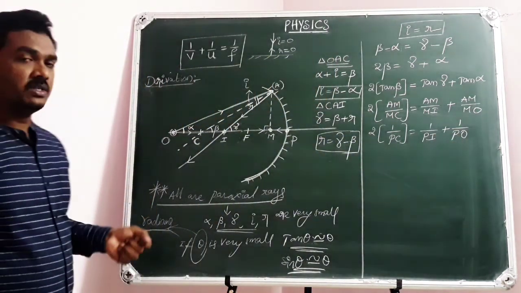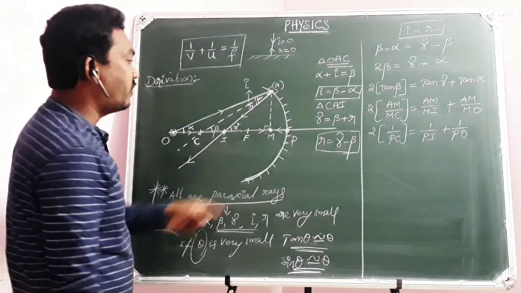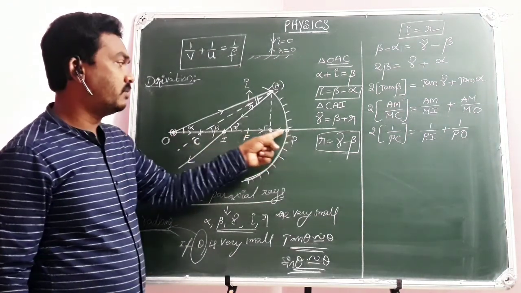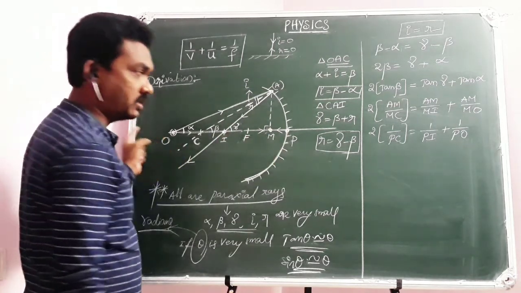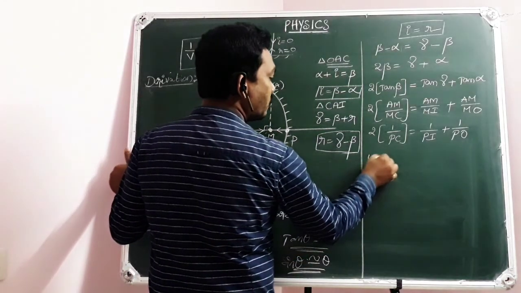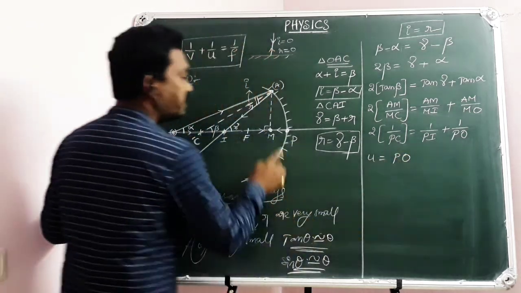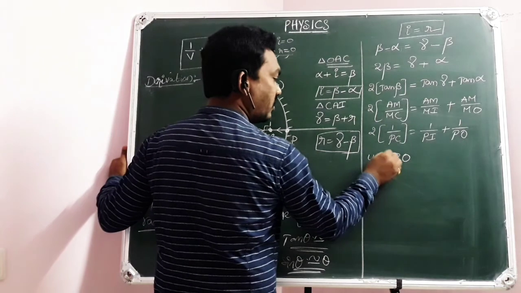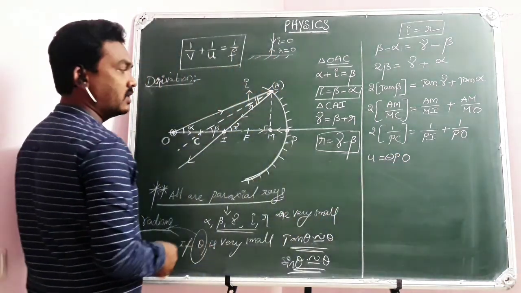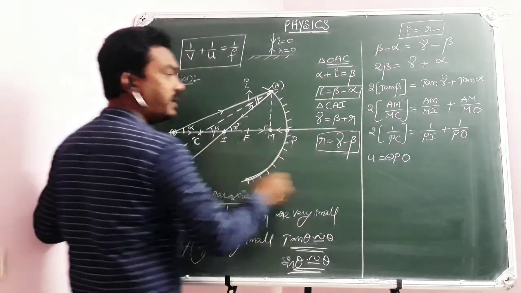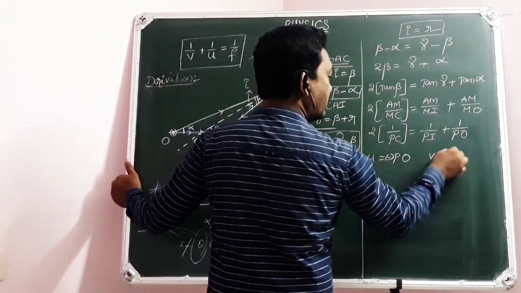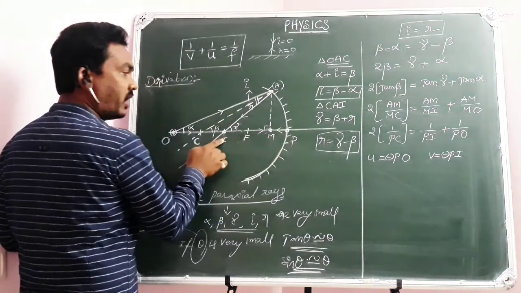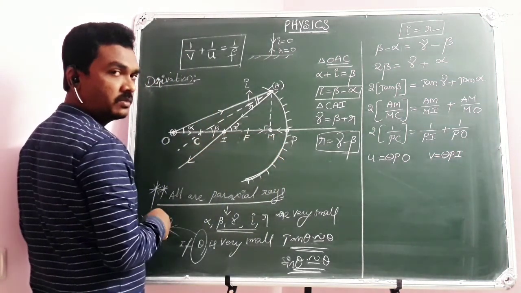But here comes the very interesting part, the sign conventions. The distance of the object from the pole is called object distance, so U is equal to PO. You are moving against the incident light rays, that's why the object distance is negative. Next, the distance of the image from the pole, image distance V is equal to PI. It is in front of the mirror, a real image, from P to I, against incident light rays, so negative.